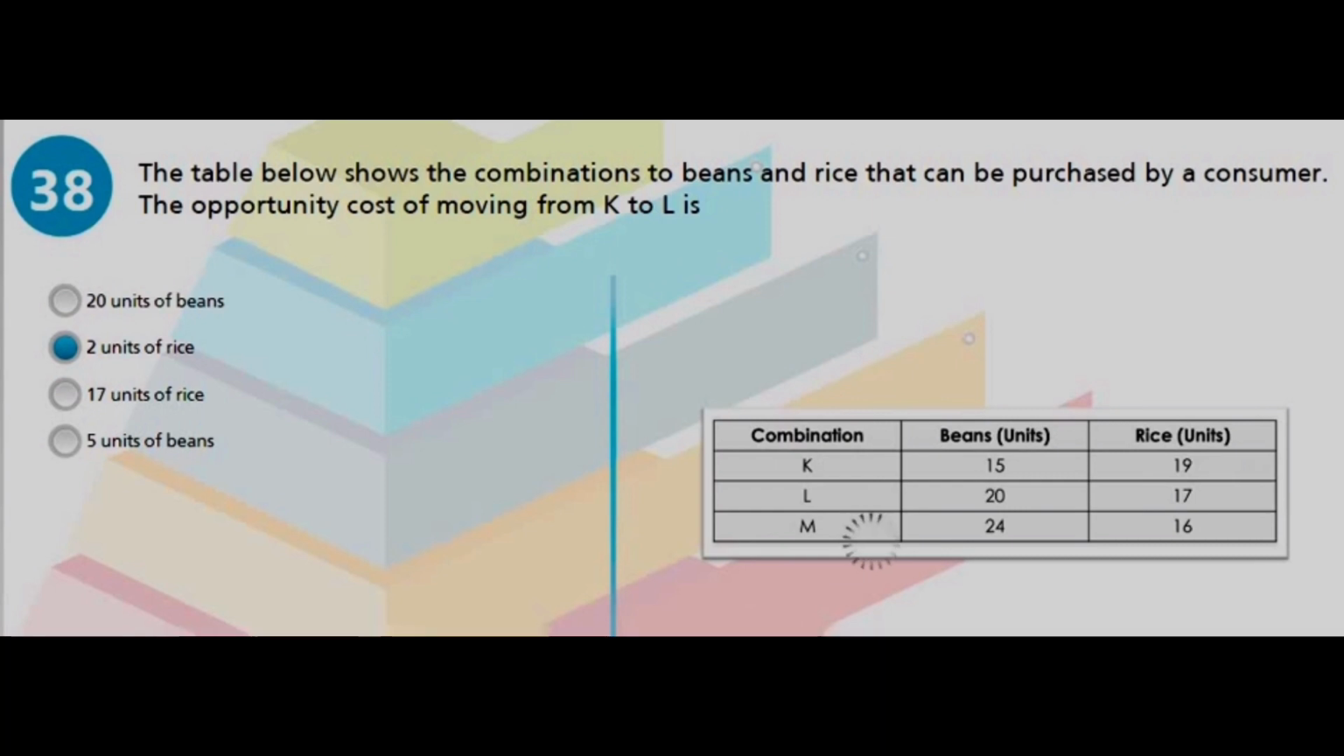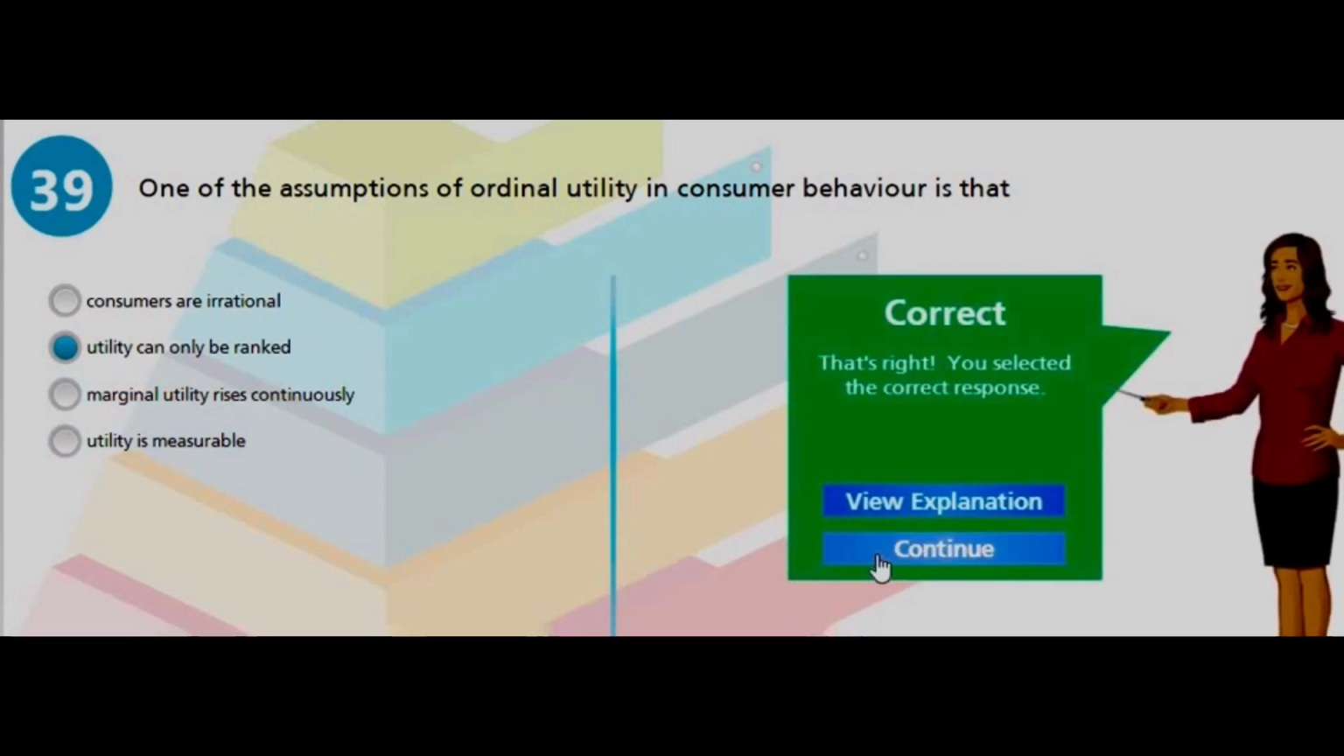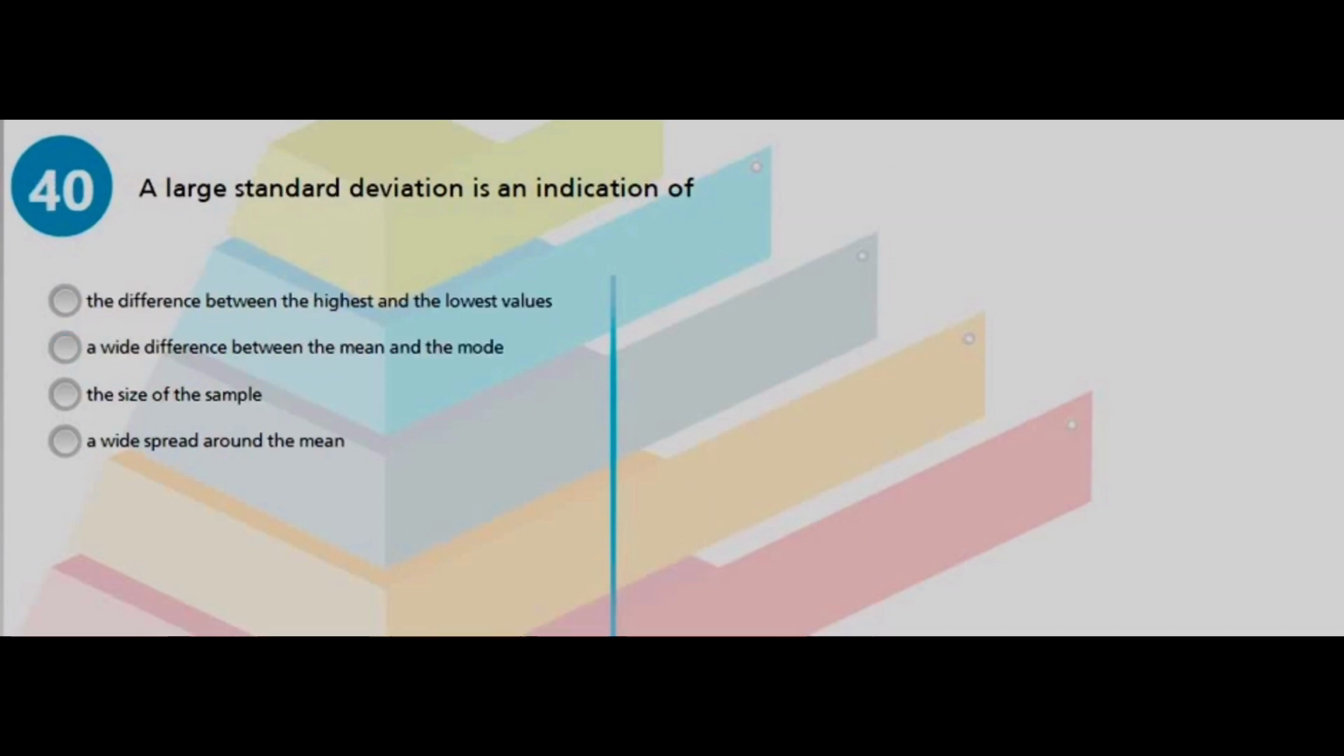Question 39. One of the assumptions of ordinal utility in consumer behavior is that A. Consumers are irrational. B. Utility can only be ranked. C. Marginal utility rises continuously. D. Utility is measurable. The right answer here is that utility can only be ranked. The ordinalist assumed ranking of utility and that utility is not measurable. The answer is B.